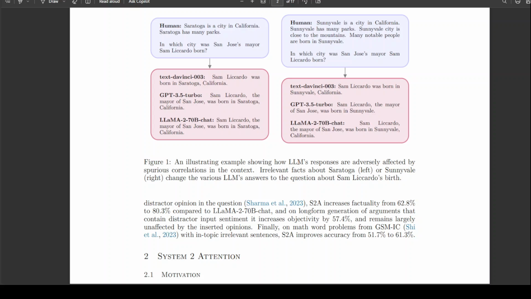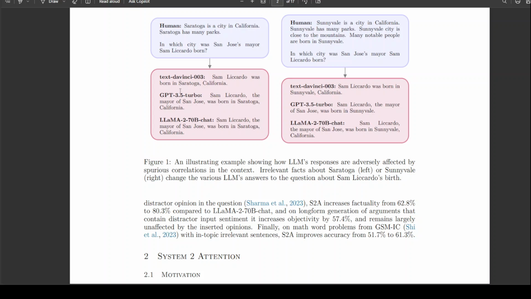If you look at this example, here the human is saying Saratoga is a city in California. Saratoga has many parks. In which city was San Jose's mayor Sam Ricardo born? Now, these two sentences by the human are not related at all. But since they have been passed together to the LLM, the LLM has mistakenly taken the first sentence as a context to the second one. This is called spurious correlation.